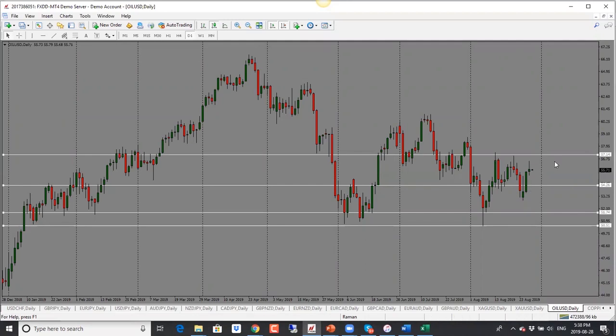Oil here, oil looks weak here. We did have a bullish move higher, but now we are into resistance.